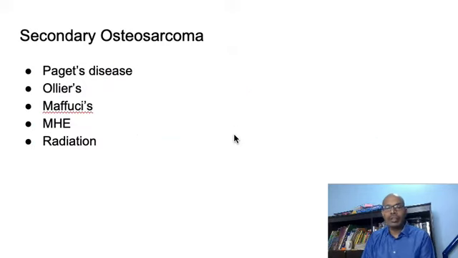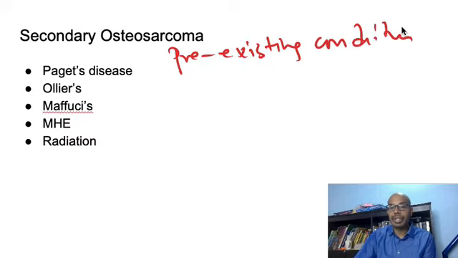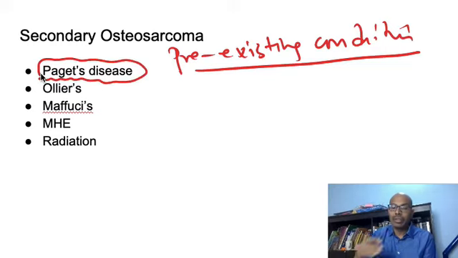Now coming to secondary osteosarcoma, we know that the primary osteosarcoma arises de novo from the bone, but a secondary osteosarcoma arises from a pre-existing condition. What are the pre-existing conditions that can occur? It occurs in the later age group from Paget's disease. Because of a high turnover in the bone formation and absorption, at some point something goes wrong and an osteosarcoma can occur.